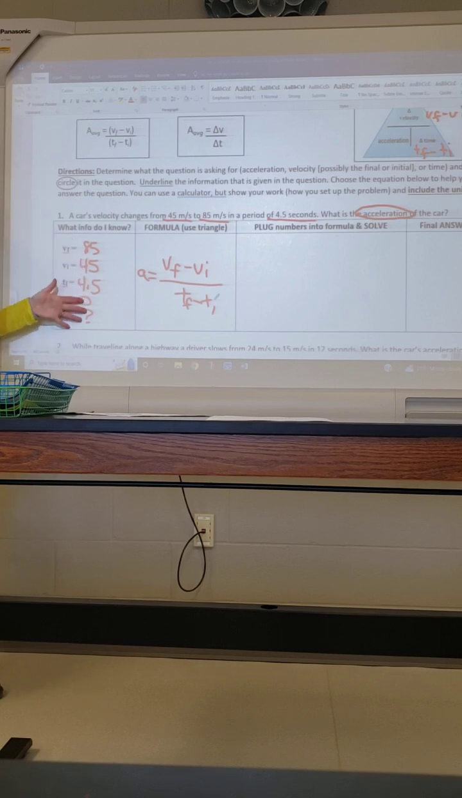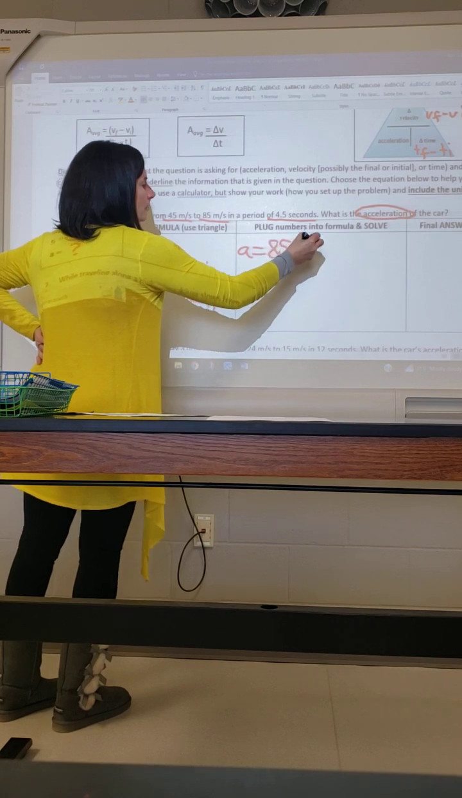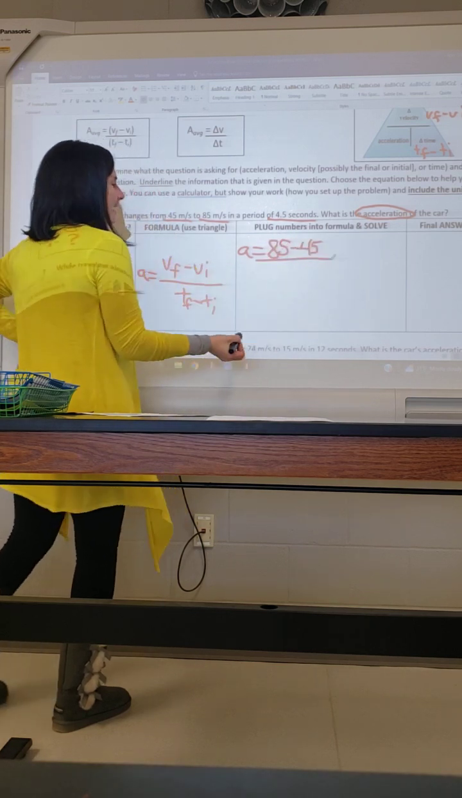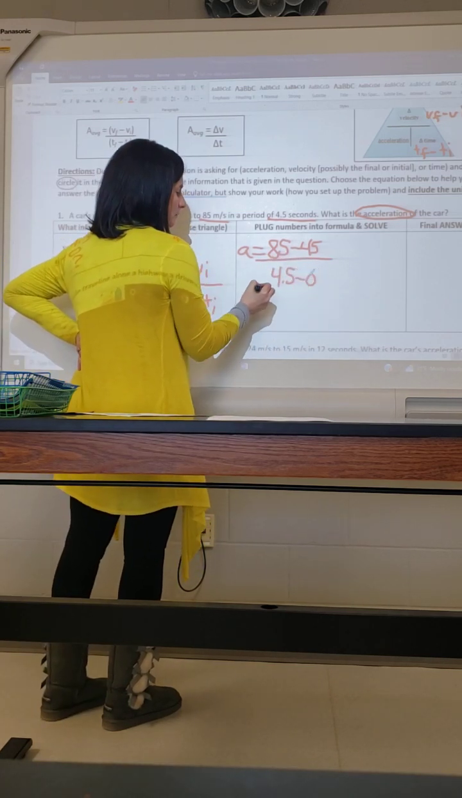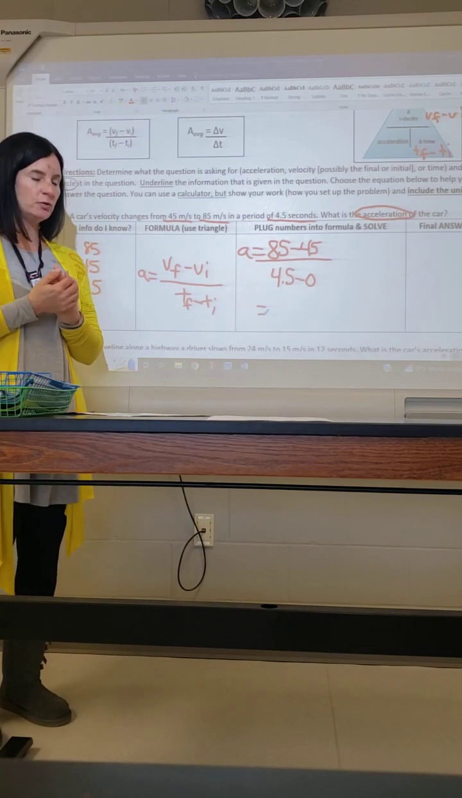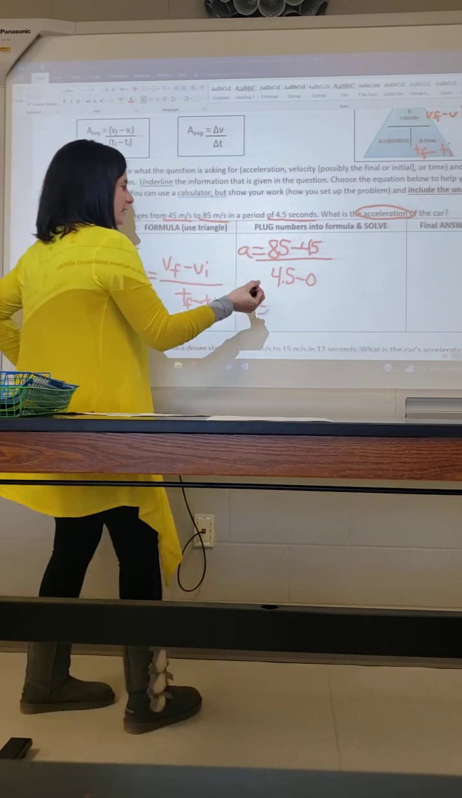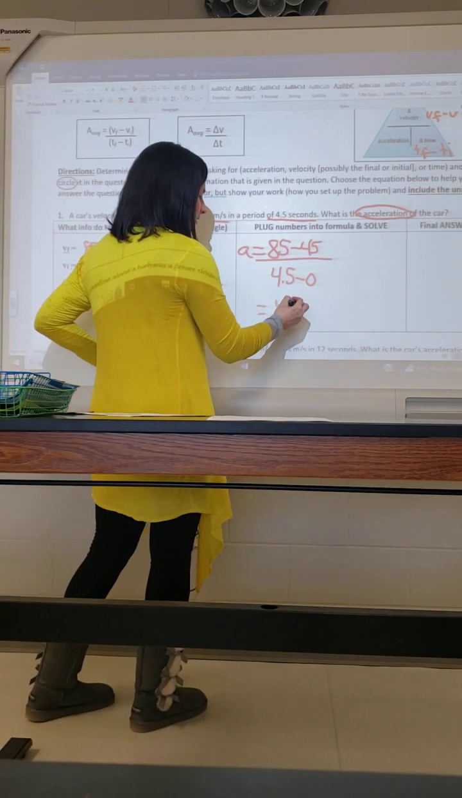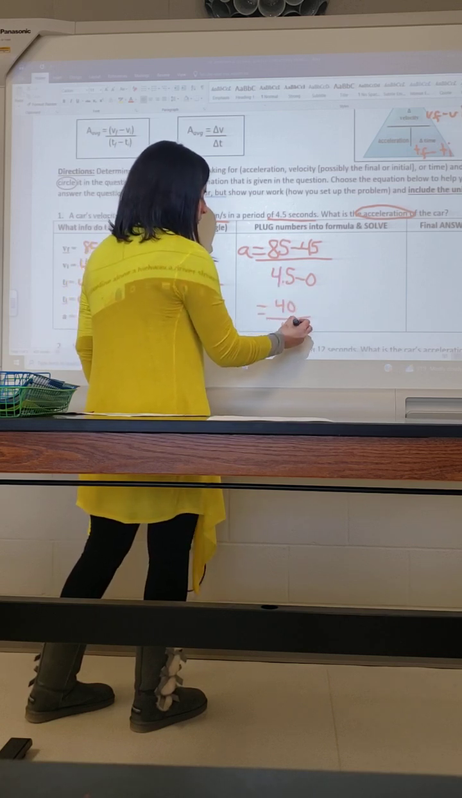So now we have everything identified. We have the equation worked out, or identified here. And now we just start plugging in. So we're gonna put in 85 minus 45, and we're gonna put that over 4.5 minus 0. So we have a couple stages, right? We need to do our subtractions first and then come back to division. So 85 minus 45 is gonna be 40, and then 4.5 minus 0 is just 4.5.